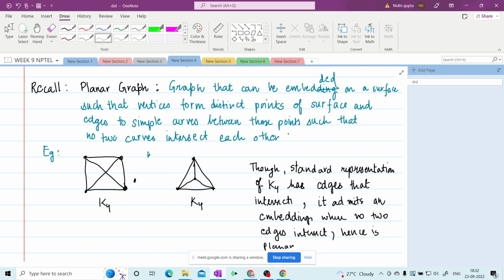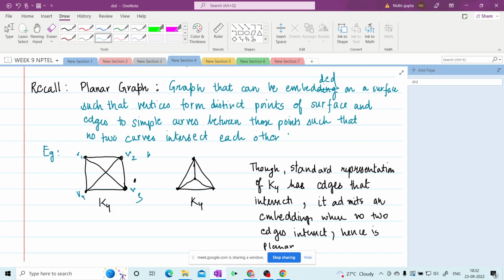Now you see in this example, if we see the standard representation of K4, if our surface is my screen, then to these 4 points we have assigned vertices, the vertices become these 4 points of this screen, and the edges are this.